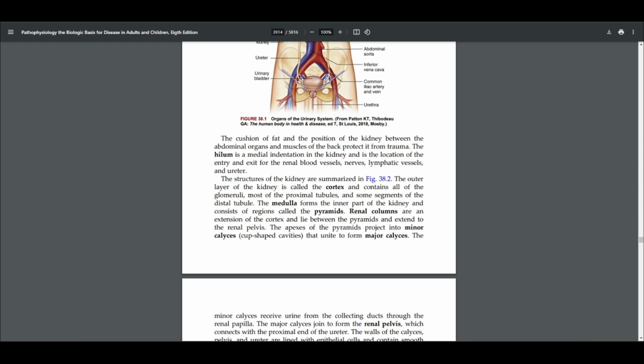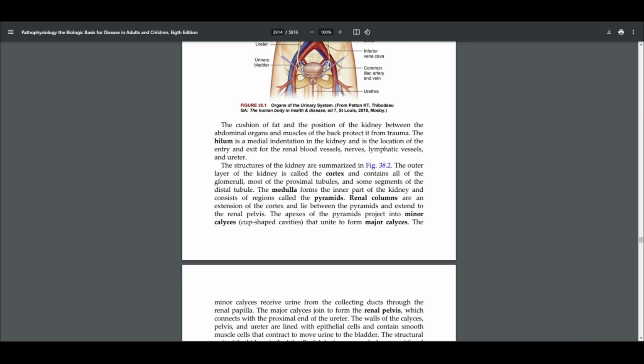The nerves, the lymphatic vessels, and ureter. The structures of the kidney are summarized in figure 38.2. The outer layer of the kidney is called the cortex and contains all of the glomeruli, most of the proximal tubules, and some segments of the distal tubule.